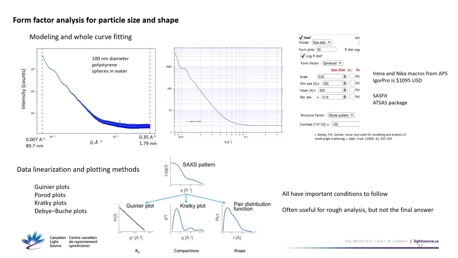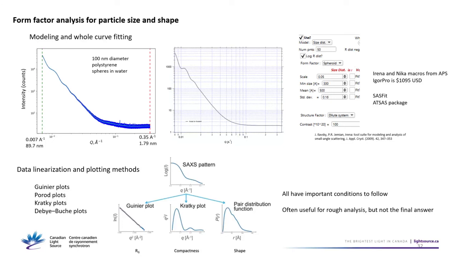At the beamline, we use these Irena and Nika macros from another great software package from APS. It's free, but actually the Igor Pro software that you need to run it costs you money. But this is the one I'm most familiar with. I know there are other ones out there, but basically you need some sort of modeling package to figure out: are there particles in there, what is their size, what is their shape. So there are those modeling methods.